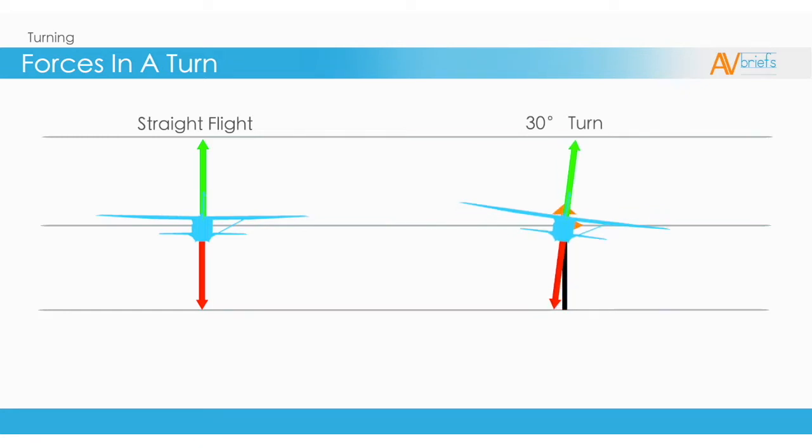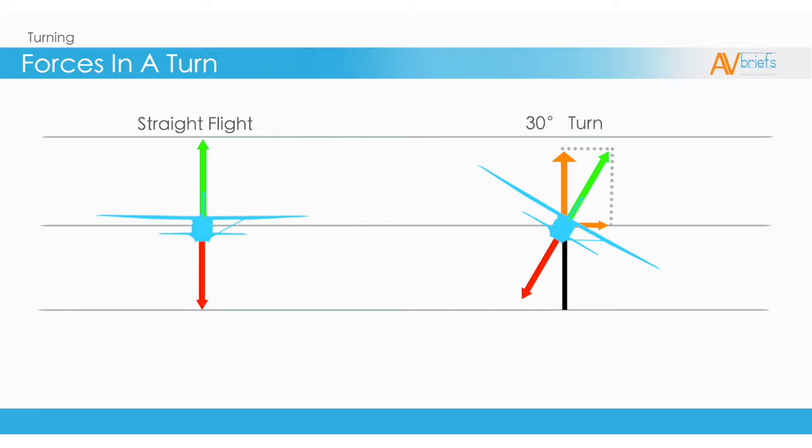When we roll into the turn, the vertical component of lift, shown in green, tilts towards the direction of the turn. This causes the lift to have a horizontal component, which is no longer pointing straight upwards. The horizontal component provides the turning force. This is called centripetal force. It means moving, or tending to move, towards a center.